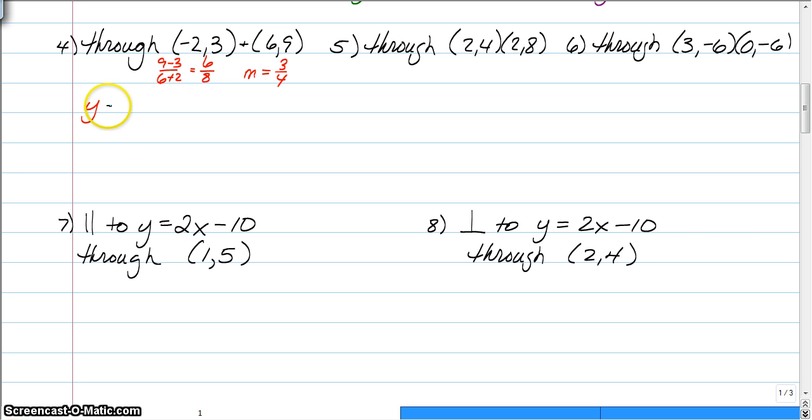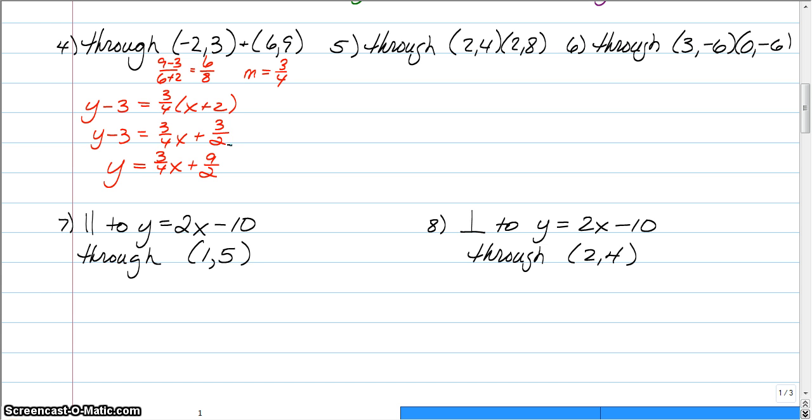So let's go with point slope form. Y minus 3 is equal to 3/4 times x minus a negative 2. Distribute your 3/4 and you get y minus 3 is equal to 3/4 x plus 3/2. And then you just add 3 to both sides. Your final answer is y equals 3/4 x plus 9/2. And you are done. Hopefully you got that. Remember, no mixed numbers, no decimals when we're writing equations.